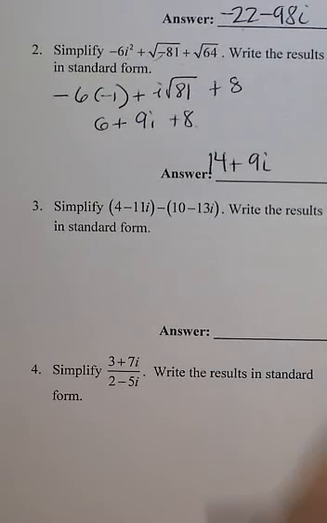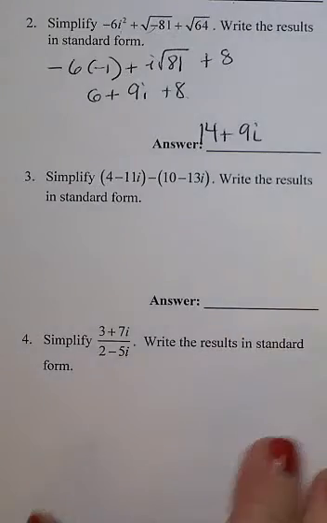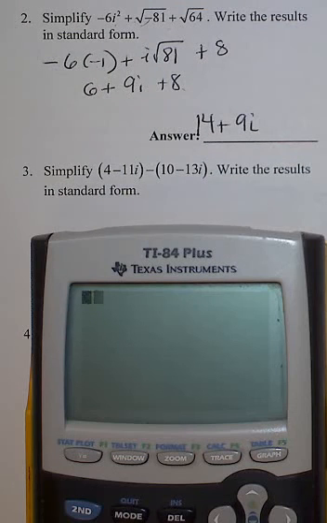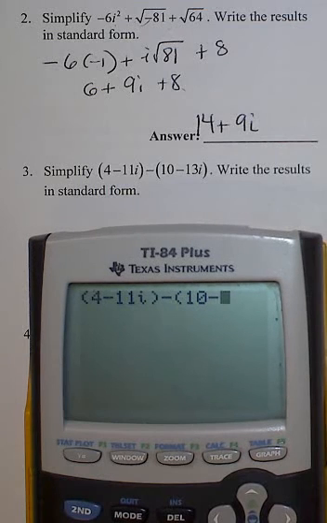For some of you, you're going to find number 3 to be faster just to do with mental math. Others will choose to use a calculator. So it's 4 subtract 11i, subtract 10 subtract 13i, and the correct answer in standard form is negative 6 plus 2i.